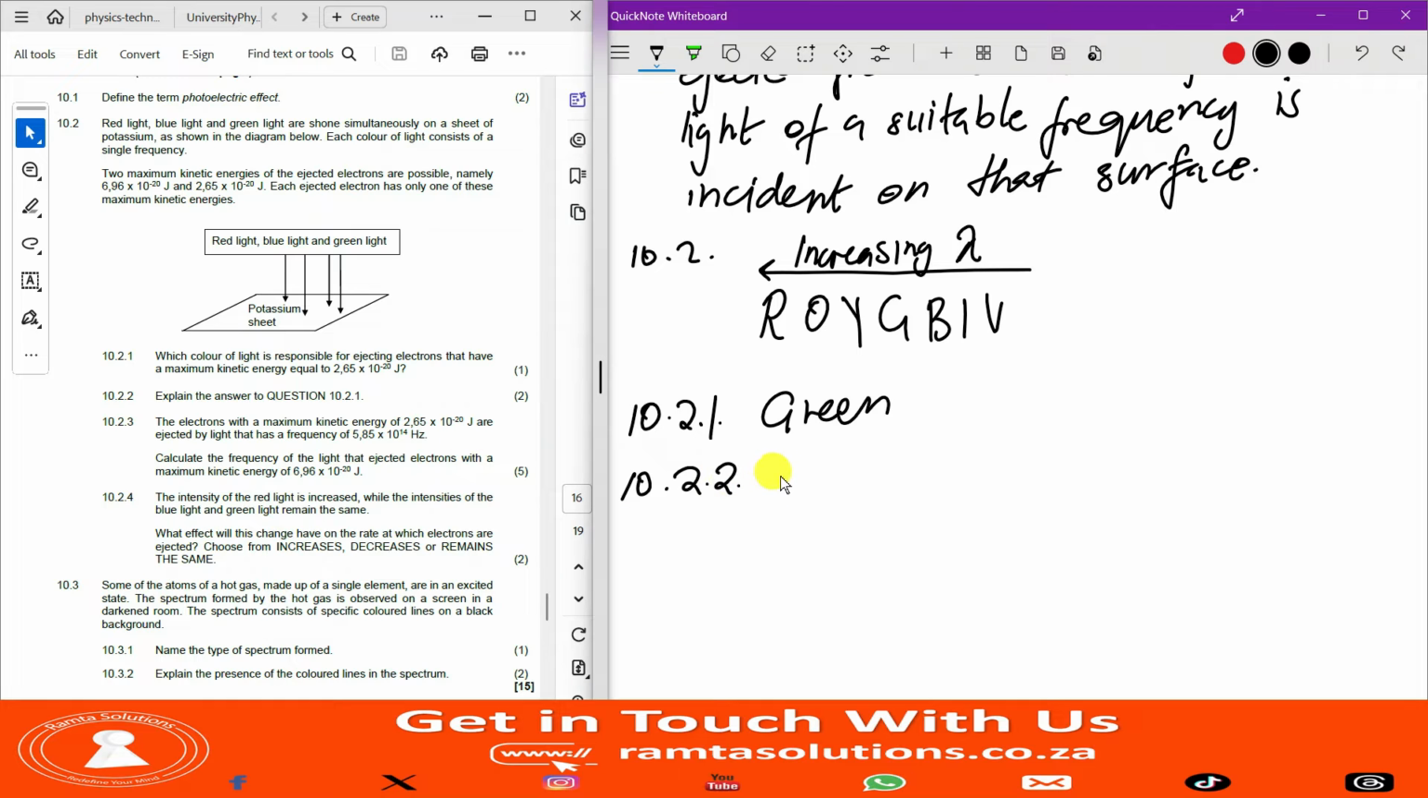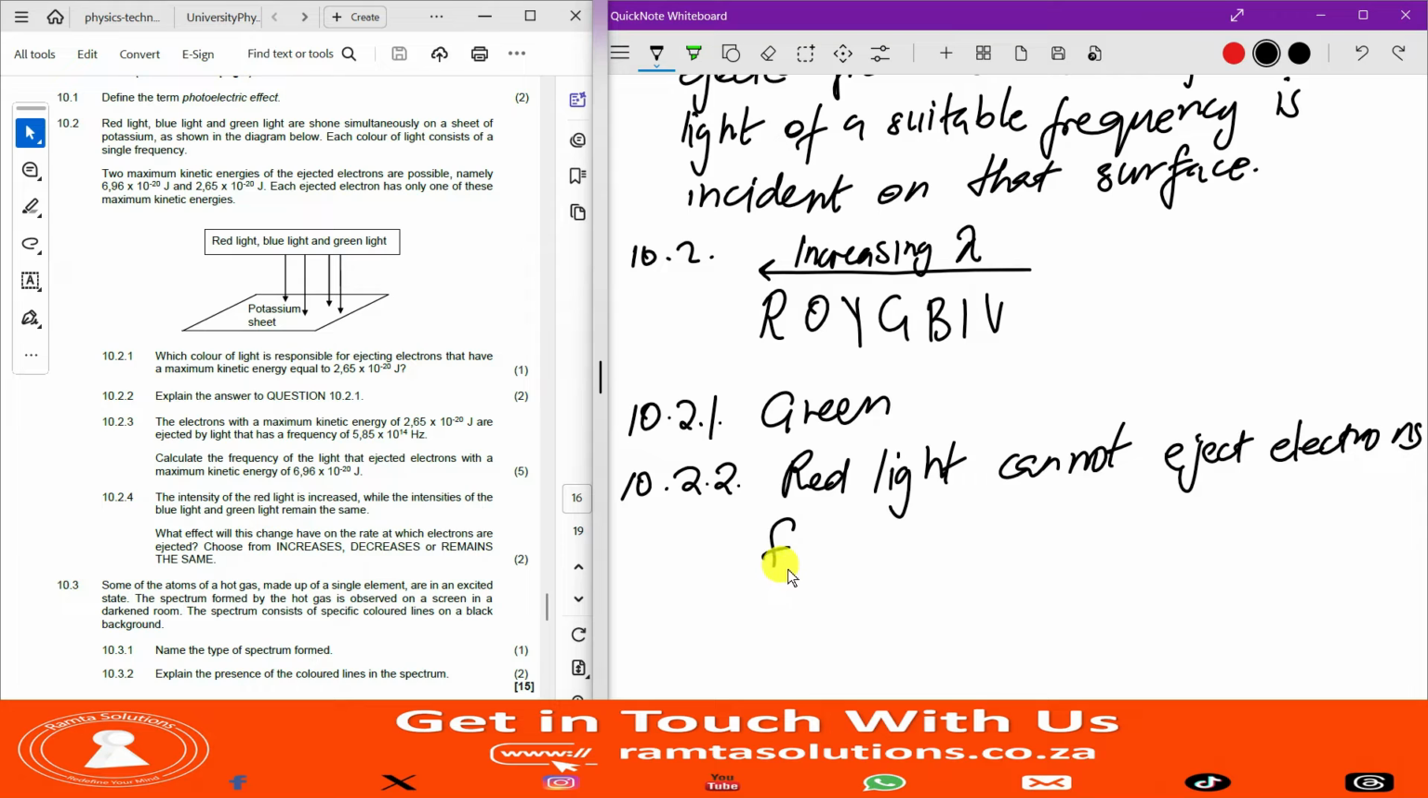I'm saying green because red light cannot eject electrons. Why? It has a very low frequency. So red light cannot eject electrons. And again, the reason I'm choosing green is because the frequency of green light is less than the frequency of blue light.